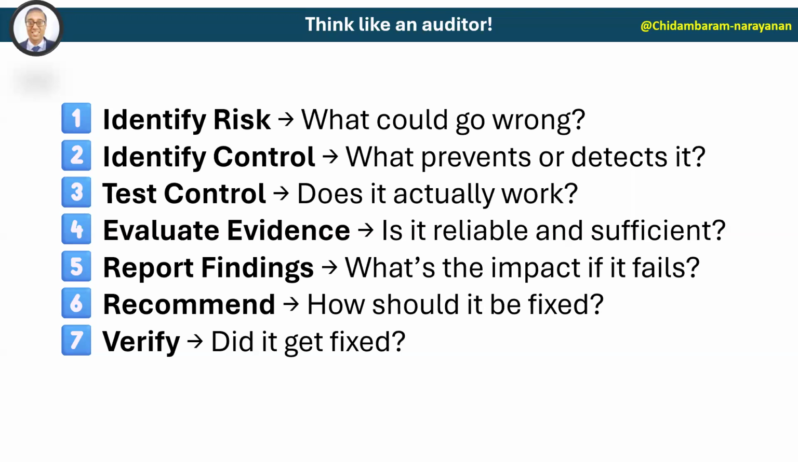Then we test the control. Does it actually work? Is it proper? Is it enough? Is it sufficient? Then we evaluate the evidence. What is the evidence which says that the control is working properly or not? Then on top of that, when we discover this, we write a finding, we discuss with our manager, then we take it up with the senior manager and the management itself, and the auditee discusses, and finally we come to a common consensus on what can be done to fix it, which will be our recommendations, and finally we will be verifying whether it got fixed or not.